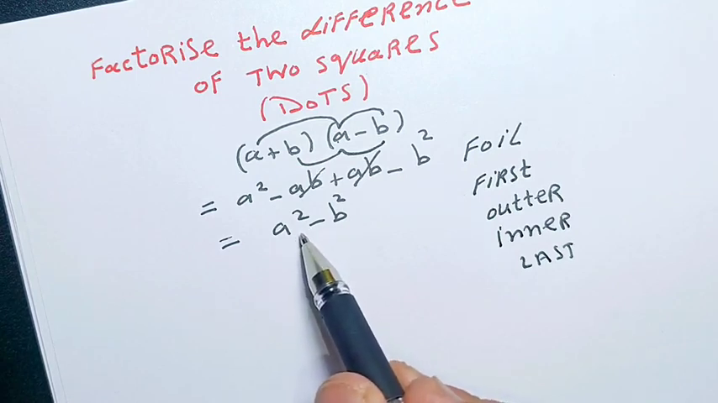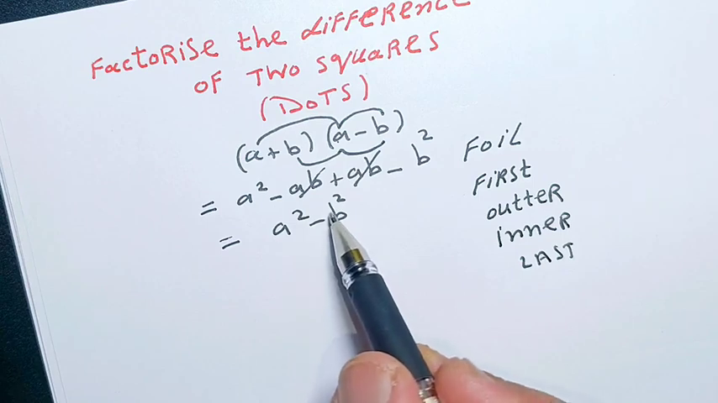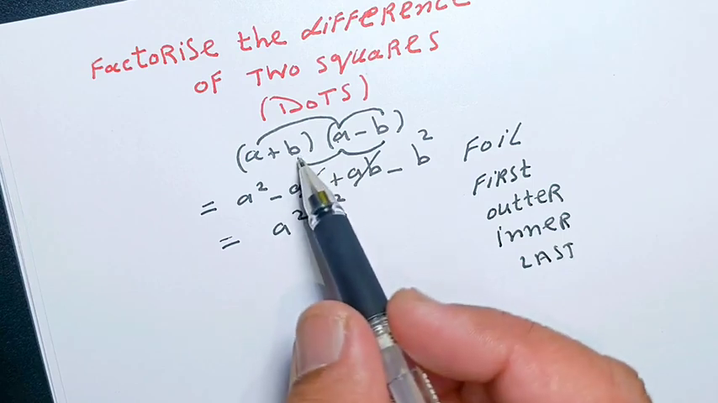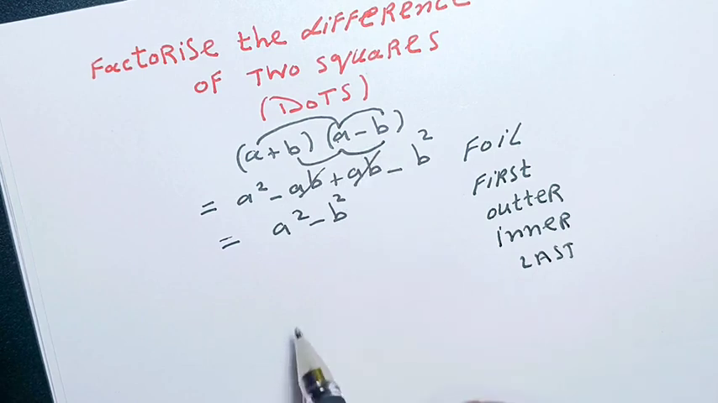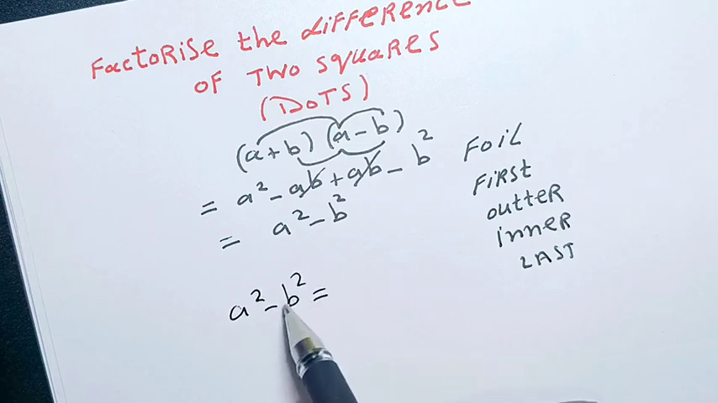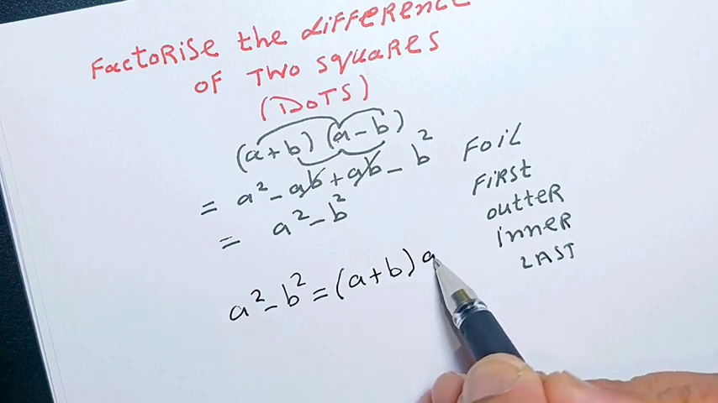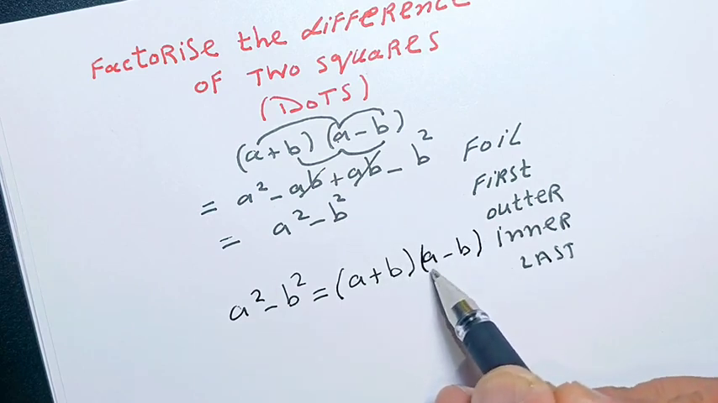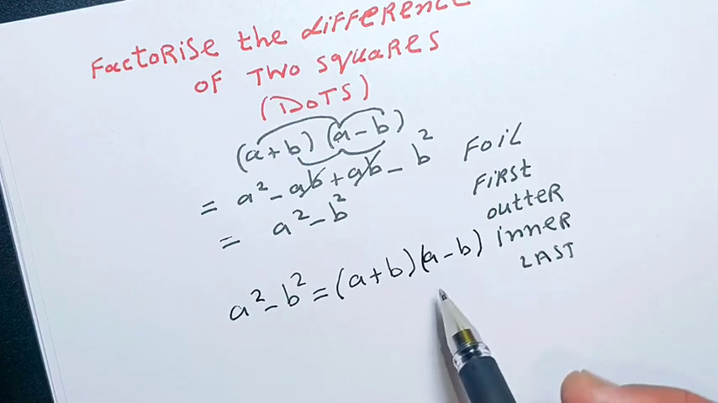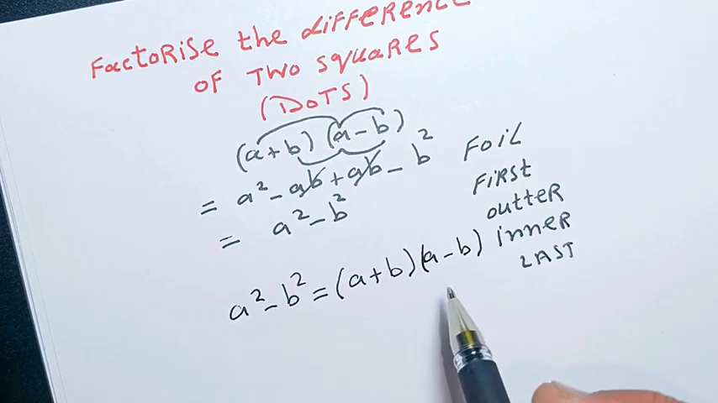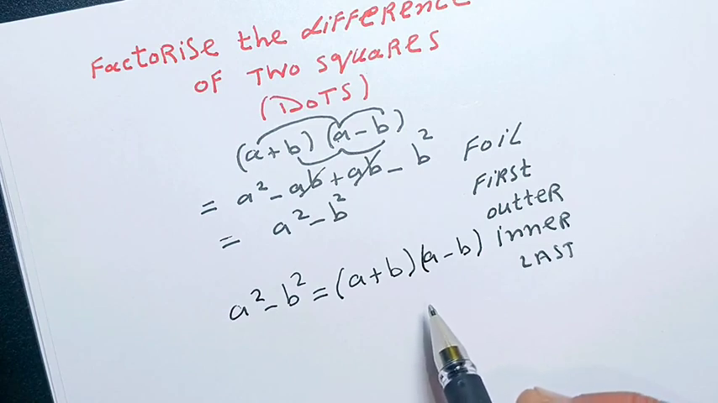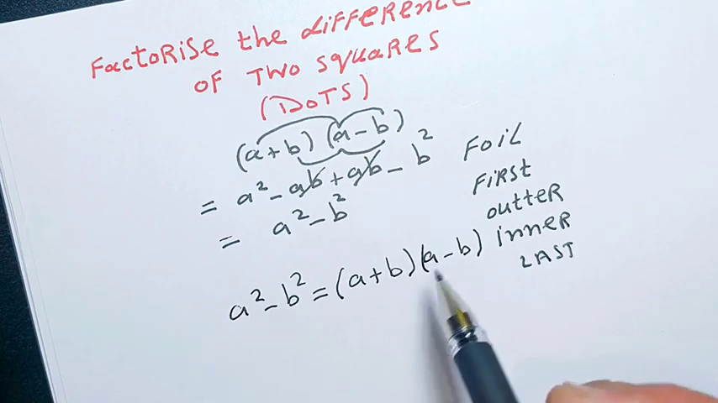If we reverse this process, a squared negative b squared will give you a plus b times a negative b. You get the two factors a negative b and a plus b. This type of factorization is called factorizing the difference of two squares, DOTS.